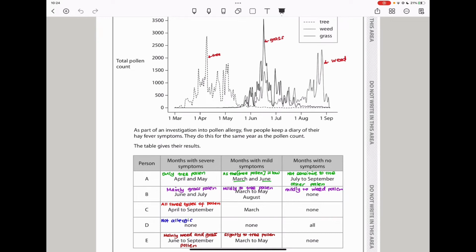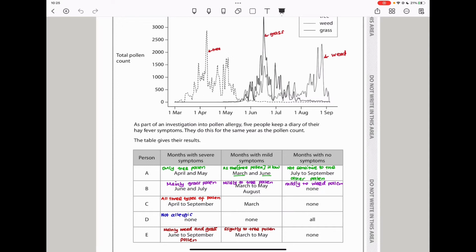So that's it. For person B, they say the severe symptoms are between June and July. And then the months with mild symptoms are March to May, meaning they have a mild reaction towards this pollen and a strong reaction towards that part. So they are mildly allergic to tree pollen. Here, no months without symptoms, so it means they will also be mildly allergic to weed pollen. However, they are severely allergic to grass pollen, as we can see.